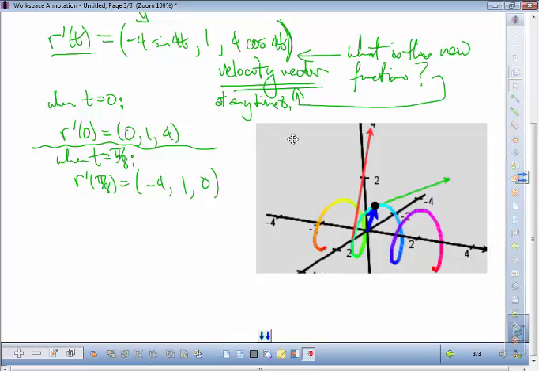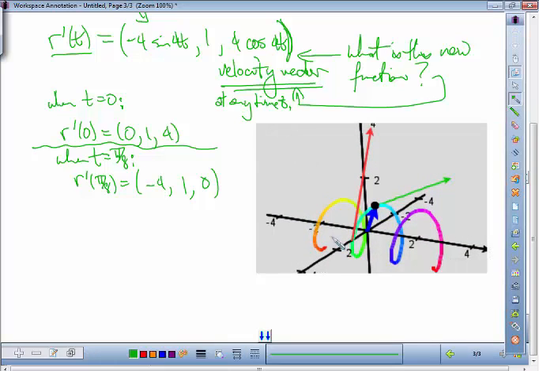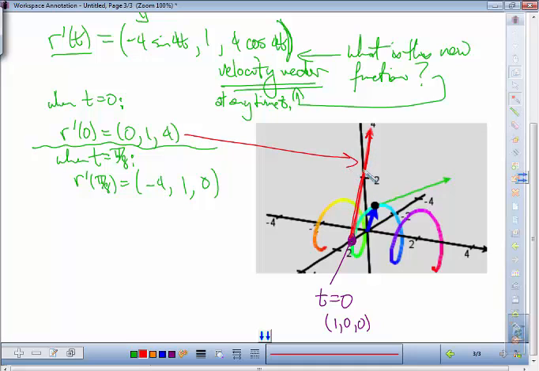So what's actually happening here is at t equals 0, you're at this point 1, 0, 0, and then this red vector that's drawn here is that vector that we found. It's the velocity vector at that point.